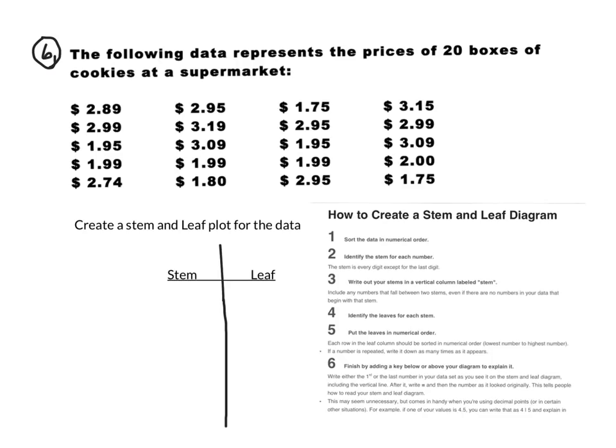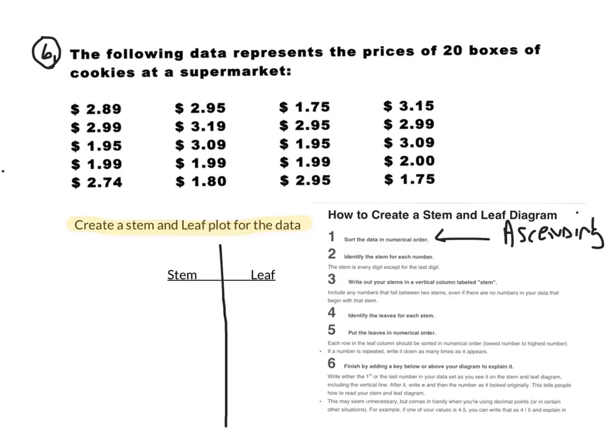Problem number 6, here we need to create a stem and leaf plot for the data. The data deals with the prices of 20 boxes of cookies at a particular supermarket. So I have a procedure here, some steps that we're going to follow, and we're going to have our calculator help us out with this to the best of its ability. The first thing we're going to do is enter the data into our calculator and then sort the data in numerical order. We're always going to sort it in ascending order, going from smallest to largest.